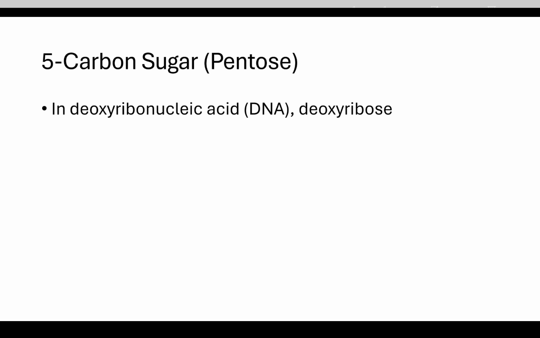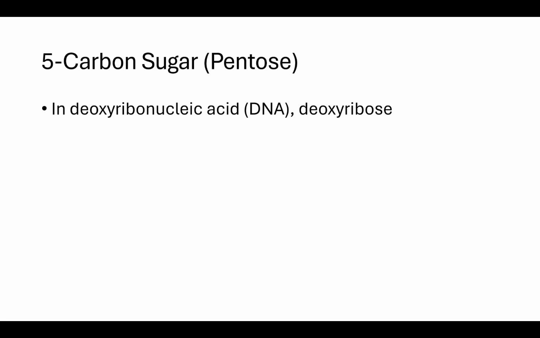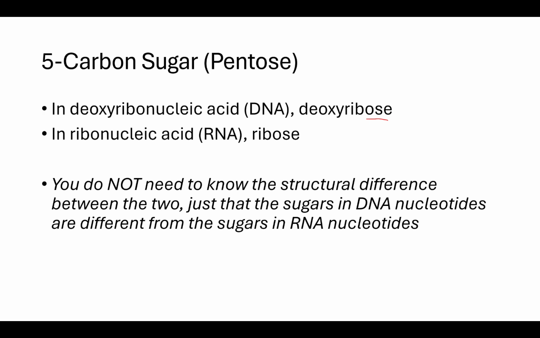So let's talk about the 5-carbon sugar. The pentose in DNA is going to be a sugar called deoxyribose. And remember, when you see ose at the end, that does mean that it is a sugar. And then the 5-carbon sugar in RNA is going to be ribose. So that's actually where the names of deoxyribonucleic acid and ribonucleic acid come from, literally from the sugar that is a part of the nucleotide. You do not need to know the structural differences between those. You just need to know the identities and the fact that they're found in different nucleotides. So you'll have deoxyribose found in all DNA nucleotides and ribose found in all RNA nucleotides.